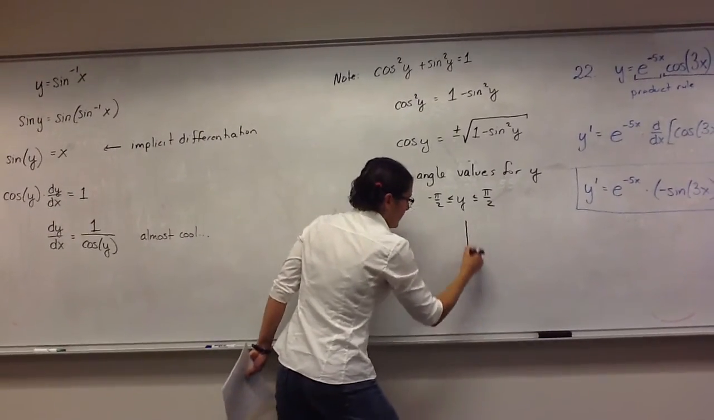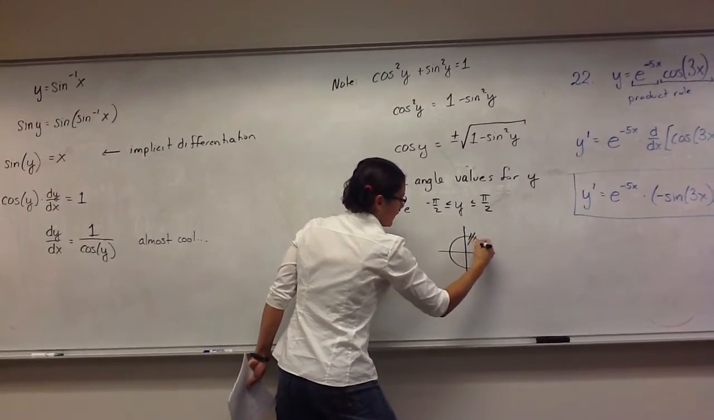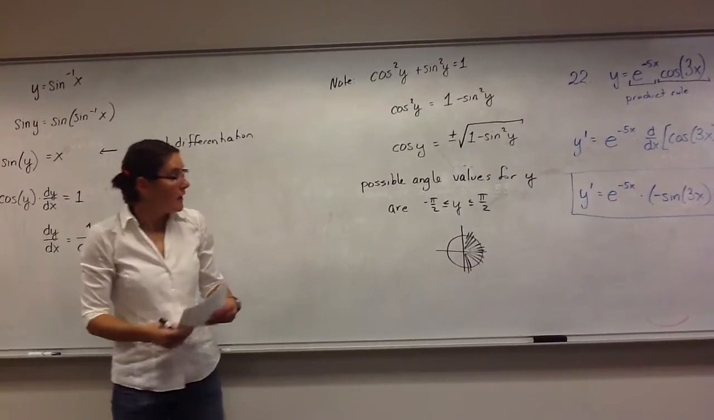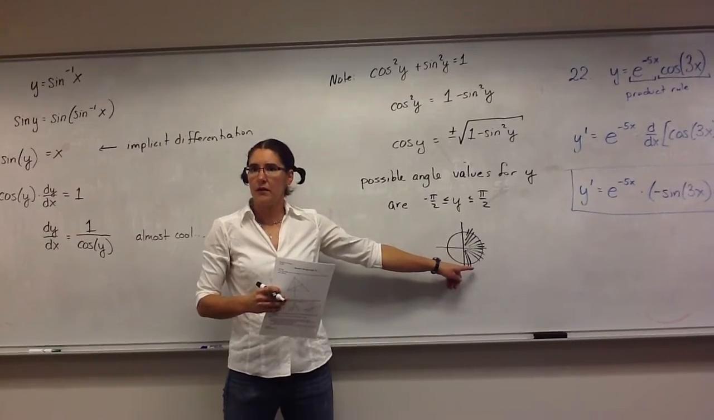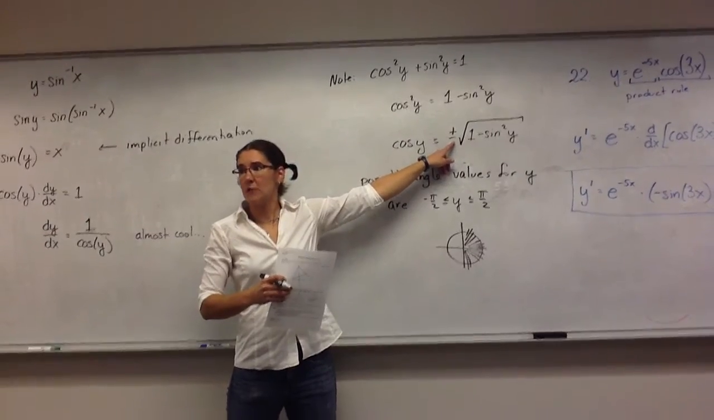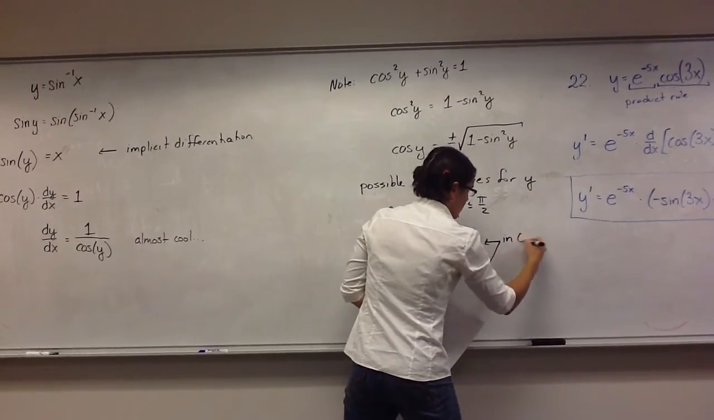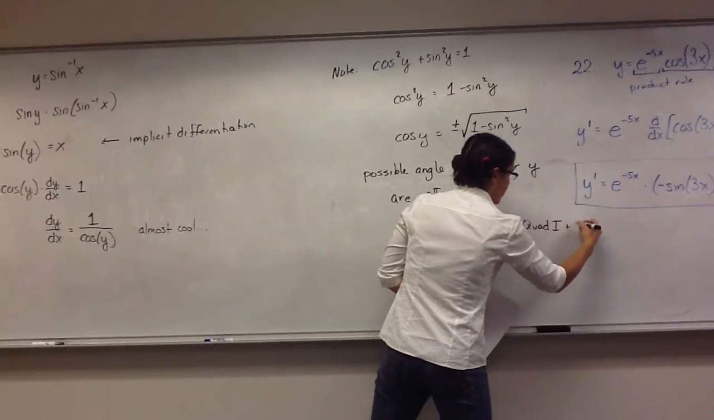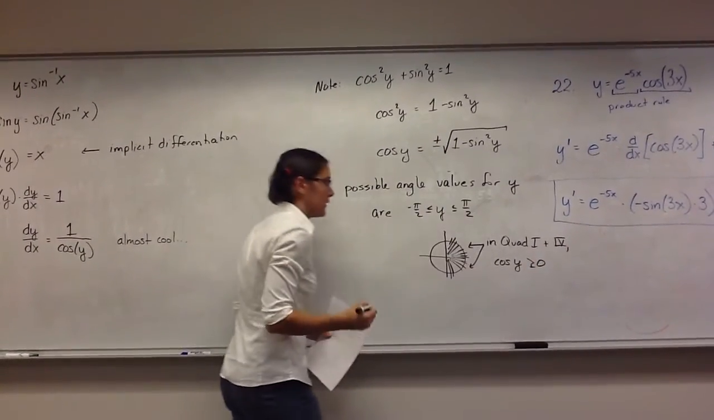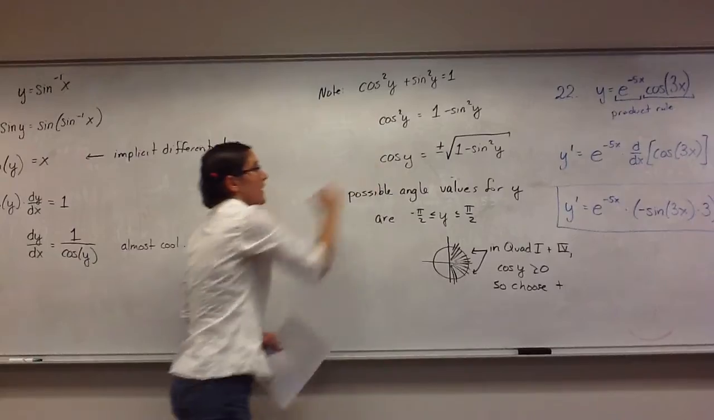So in terms of the unit circle, that means that we're looking at angles that occur in quadrant 1 and quadrant 4. And in quadrant 1 and quadrant 4, cosine of those angles is always positive. So up here, we're going to be choosing the positive version of our square root. So in quadrants 1 and 4, cosine of the angle is greater than or equal to 0. So we're going to choose the plus rather than the minus.